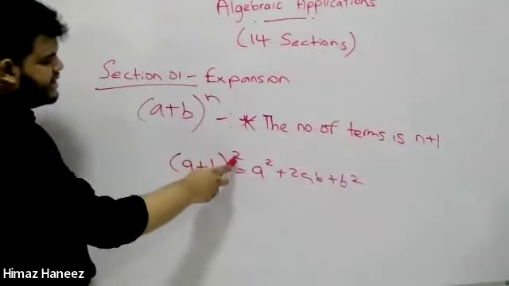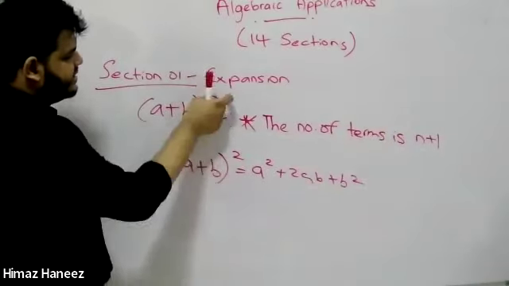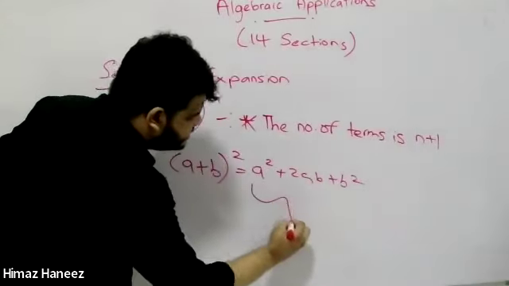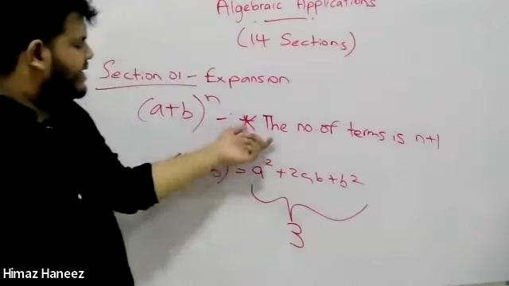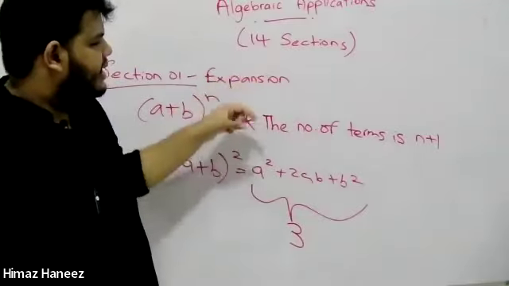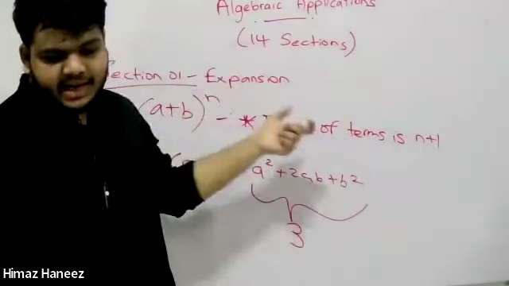So here n is 2. That means here the power is 2, no? So how many terms are there? 3 terms. So it seems like these are things that are found. So it seems like this statement is true.